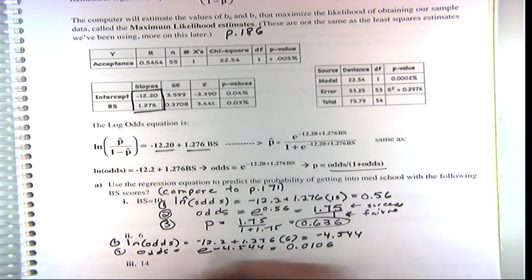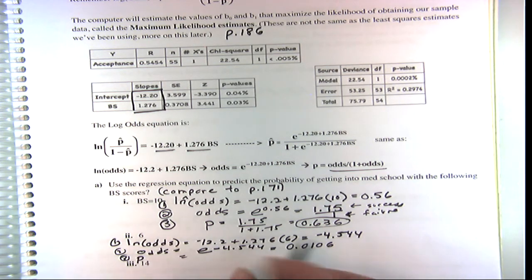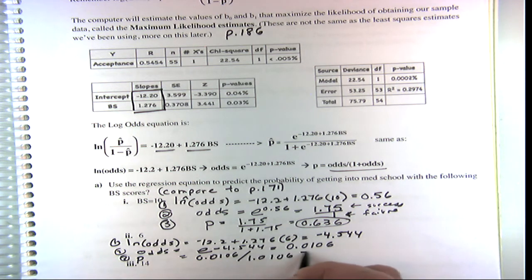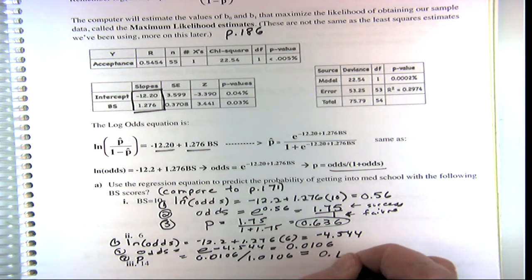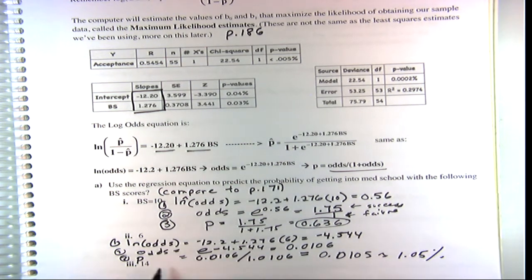0.0106, right? And then our probability, step 3, is going to be 0.0106 divided by 1.0106, just add 1 to that. So it's a small probability, and I got 0.0105, or 1.05%. And so for 14, I'll just tell you the answer, and you can do it on your own.